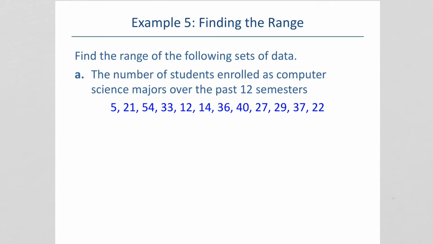The number of students enrolled as computer science majors over the past 12 semesters. So the maximum out of here is 54, and the minimum is 5. So the range would be 54 minus 5, or 49.